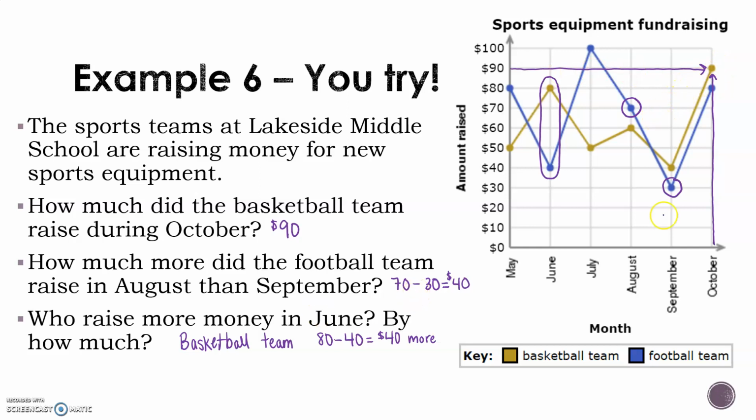Then if we look at September versus August for just the football team's in blue, so we're looking at 70 versus 30, and so we'd subtract those and get $40 more in August and September. And then that should say raised more money in June. So if I'm looking at June, that's why I put a circle here, I see that the basketball team came out ahead, and I took their value minus the football team's value and subtracted those to get $40 more.